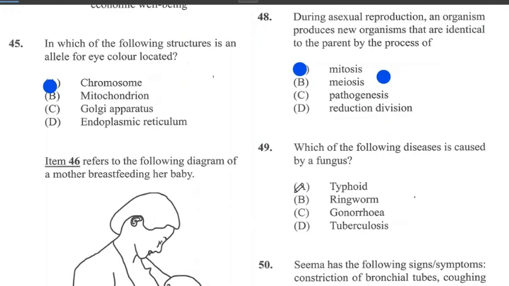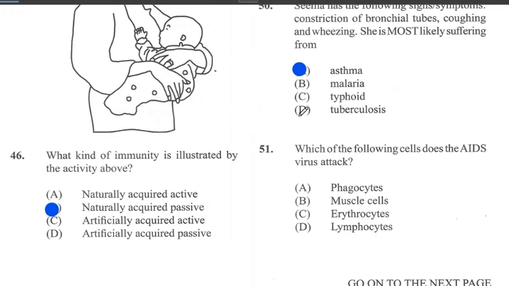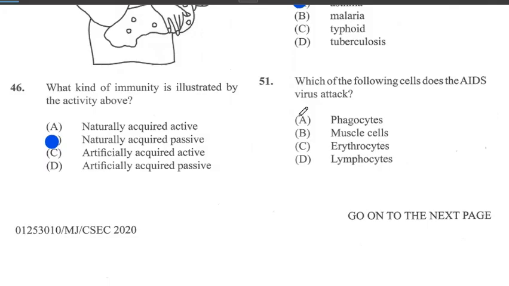So, which of the following diseases is caused by fungus? That would be ringworm. Siam has the following signs and symptoms: constriction of bronchial tubes, coughing, and wheezing. She is most likely suffering from asthma. Which of the following cells does the AIDS virus attack? This would be the lymphocytes.